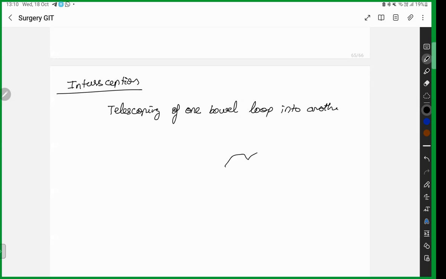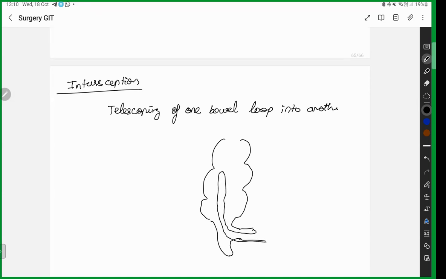For example, this is going to be your intestine. This is the large intestine, I'm just drawing it in a reverse way. Wait a minute, I'll draw it in a straight way. This is your ascending colon, this is your sigmoid, you have the appendix, and here you have your jejunum. What happens is there is going to be an inversion. It is going to get inverted, somewhat going inside. There is a loop: telescoping of one bowel loop into another.